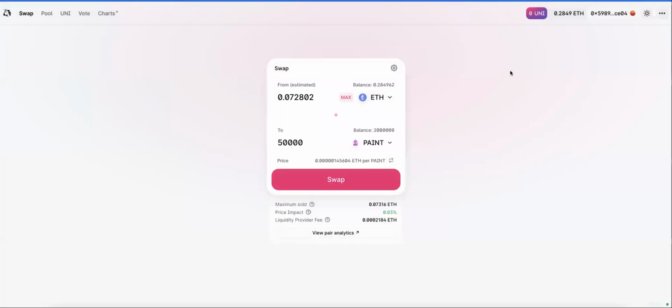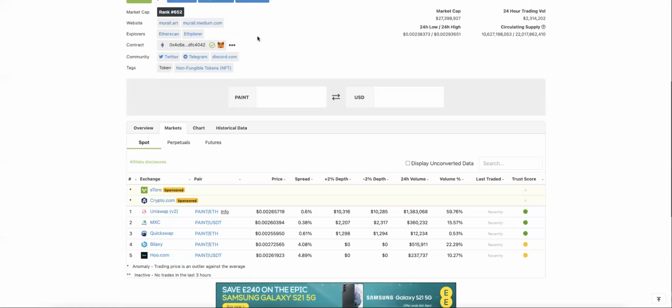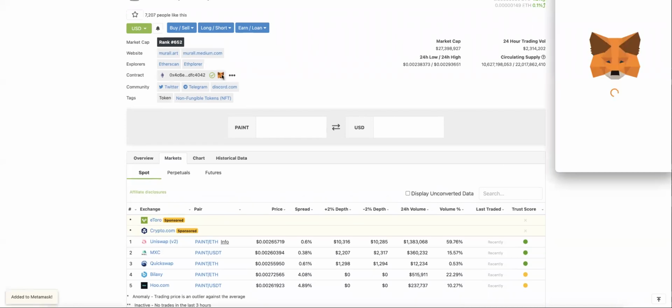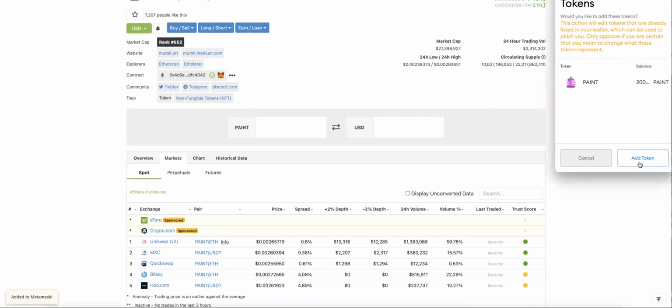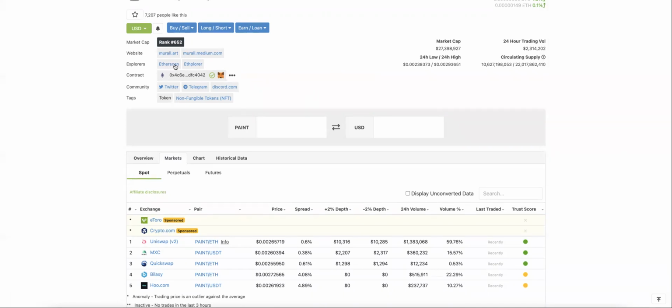Now, if it's a coin you do not have in your wallet yet, you can do this first. You can click add this coin to Metamask, okay? And this will add it to Metamask for you. So whatever coin it is, you add it to Metamask. You need to find out on what chain that coin is on. If it's on Etherscan, it's on the Ethereum blockchain.